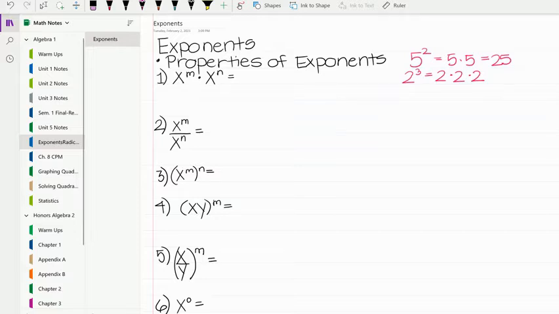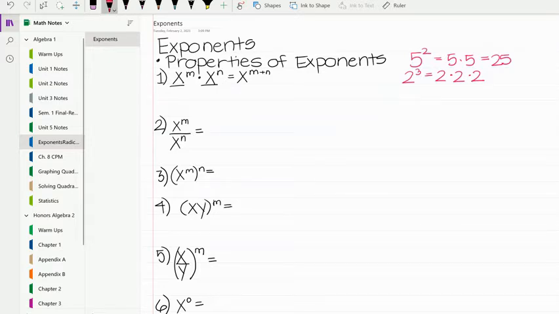So what this essentially means is if you have a same base raised to an exponent and you're multiplying those exponents, what you really do is add them. So you would take those exponents and add them together, okay? The reason why this works, let's look at an example.